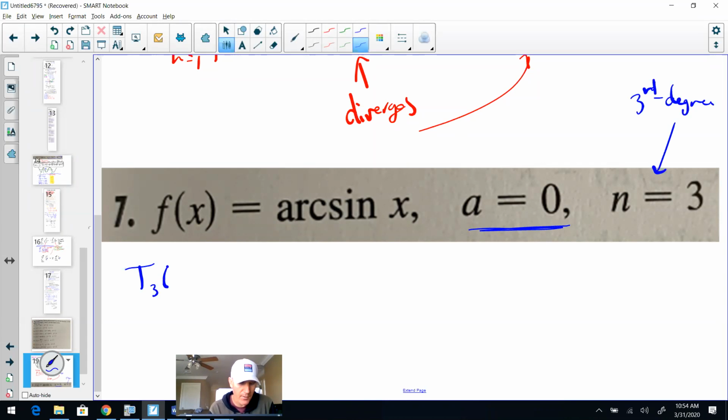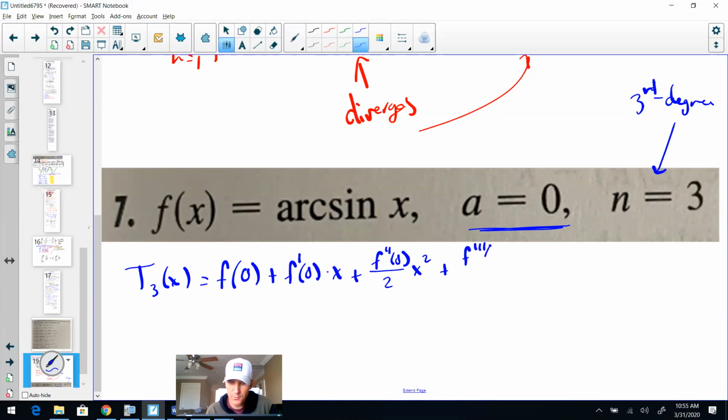So T sub 3 of x, no matter what function I'm given, is always going to be f of a, which in this case is f of 0, plus f prime of 0 times x minus 0 to the 1st power, plus f double prime of 0 over 2 factorial times x minus a squared, plus the 3rd derivative of f evaluated at 0 over 3 factorial times x cubed. Sometimes I just put 6 here, but I like to put a factorial. This is really where it comes from, right? The 0th derivative of f evaluated at 0 over 0 factorial times x to the 0th, plus the first derivative of f evaluated at 0 over 1 factorial times x to the first, plus and so on. So this is what T sub 3 is, no matter what function we start with.